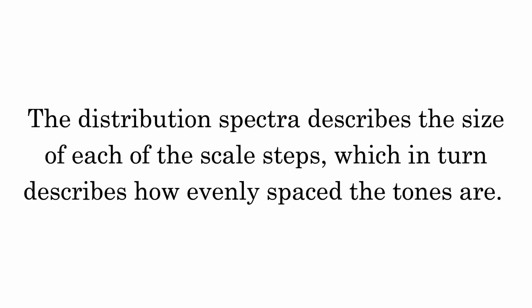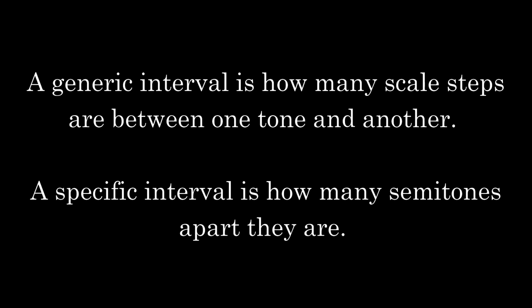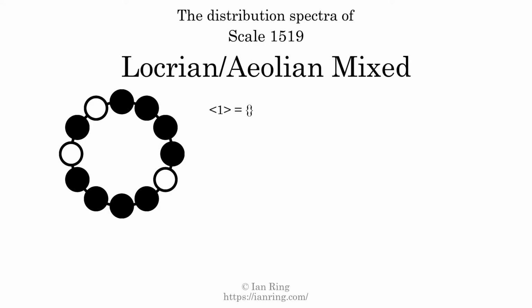The distribution spectra describes the size of each of the scale steps, which in turn describes how evenly spaced the tones are. A generic interval is how many scale steps are between one tone and another. A specific interval is how many semitones apart they are. The generic interval of one scale step comes in 2 different specific interval sizes, 1 semitone and 2 semitones.